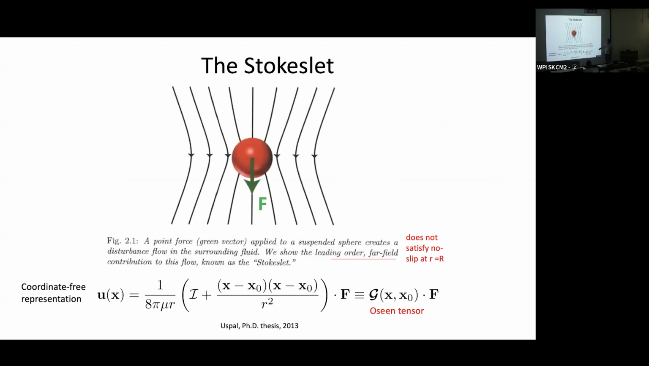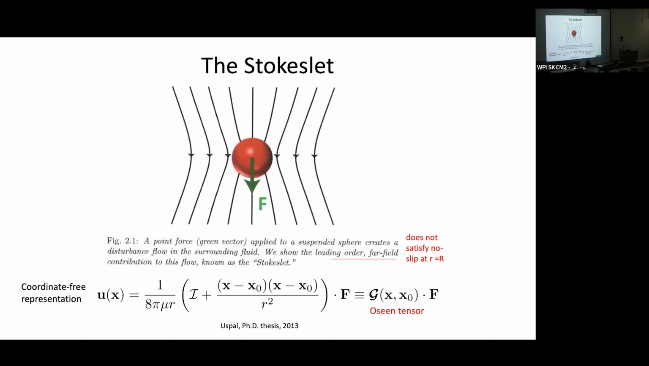The force is applied at position x naught. It decays as 1 over r, very, very long ranged in 3D. And this big quantity here is called the Oseen tensor, sometimes defined without the 8 pi mu, but this tensorial coefficient is called the Oseen tensor.